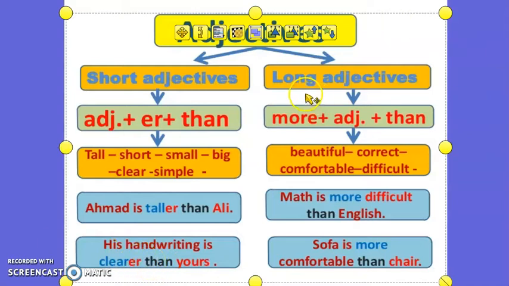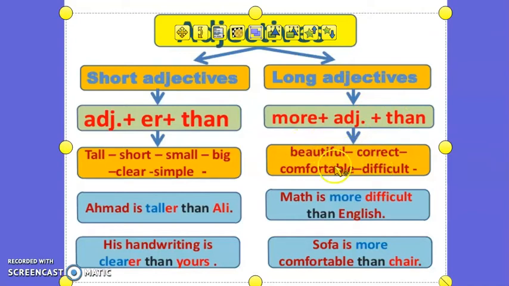For the long adjectives with two syllables or more, we use more before the adjective, plus than. We can't add er to the long adjective. So we use more before the adjective, and we have than.